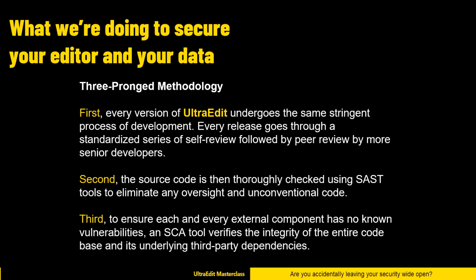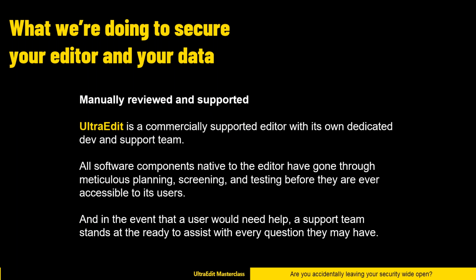The source code is then thoroughly checked using static application security testing. That's what SAST stands for, and I'll tell you how we do that in a moment. It also uses SCA, so static code analysis, and SCA is sometimes used to mean software composition analysis. So we validate what's going in, and we validate the actual code to make sure there are no known vulnerabilities. And we use third-party tools to do that. The code is manually reviewed and supported.